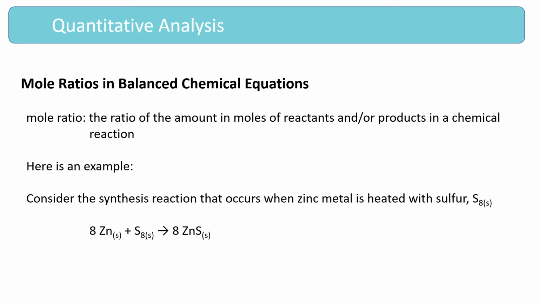Now, here's another term, the mole ratio. We all know that the mole is a measure of molecules or atoms or whatever we're talking about. And we will use the mole ratio in our balancing of chemical equations. To do that, consider the synthesis reaction that occurs when zinc metal, Zn, is heated with sulfur, S8. And yes, we're balanced.